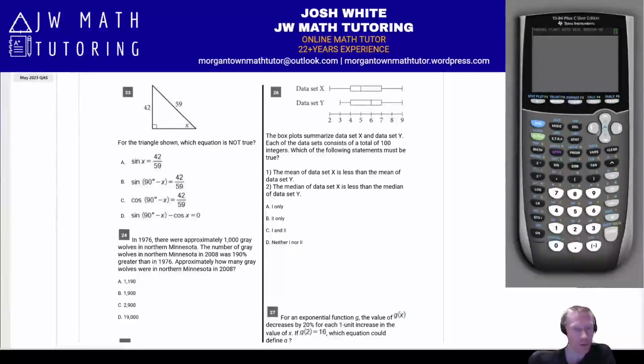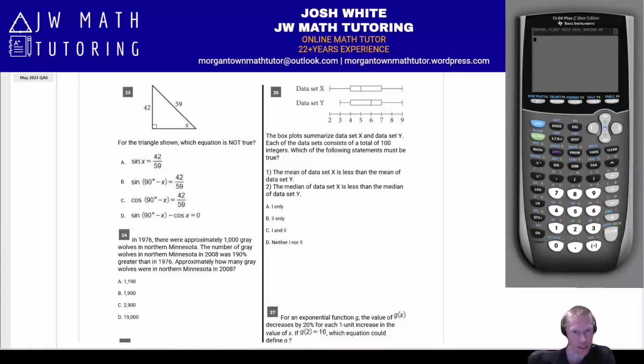Now, problem 23 at the top of the next page. There are multiple ways to solve this problem. So the first method I'm going to show you is basically picking numbers, and then after that I'll talk about the theory behind it. So first of all, notice that they want to know which equation here is not true.